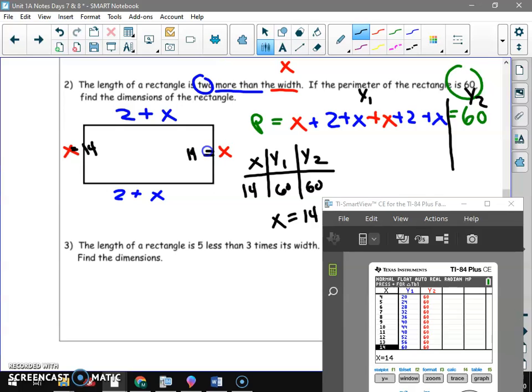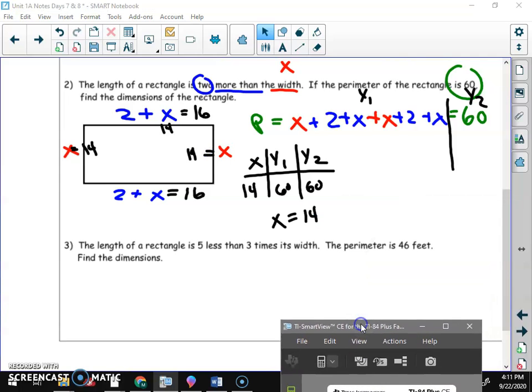Now what goes on top? Well, if the 14 replaces the x, what's 14 plus 2 more? The top is 16 and the bottom is 16. So there's the dimensions of the rectangle. Lengths are 16 and 16, widths are 14 and 14. That perimeter would be 60. Beautiful. All right, one more.